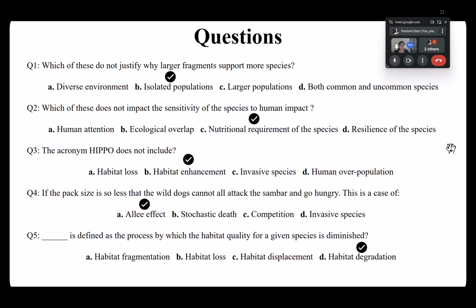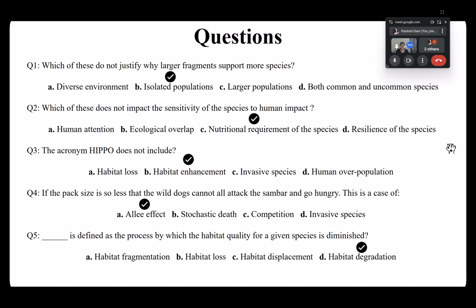So the first one is, which of these do not justify why larger fragments support more species? Larger fragments support more species because larger fragments have diverse environment. That makes the first option incorrect. Second, large size of the land, so it can support large population. Large fragments can also have common and uncommon species. So when you have a large population in one single fragment, there is less chance of you having isolated populations, and if there is isolated population, you don't have more species. So that's why this is the not incorrect option.